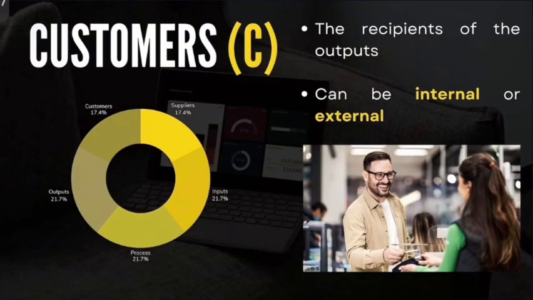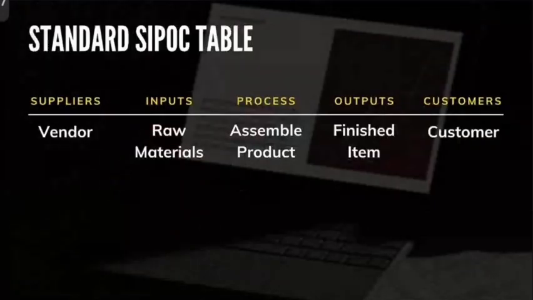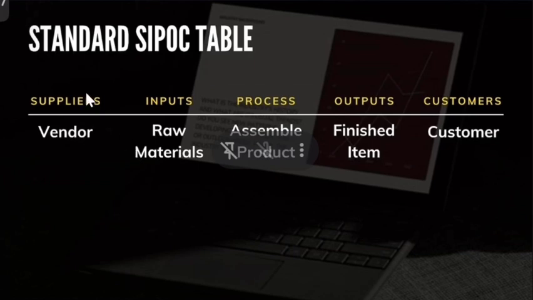Let us now proceed. In general, this is a standard SIPOC table. So in general, how does SIPOC work? Think of it like a flow. The suppliers give the inputs, suppliers could be vendors. Then the inputs go through a process.